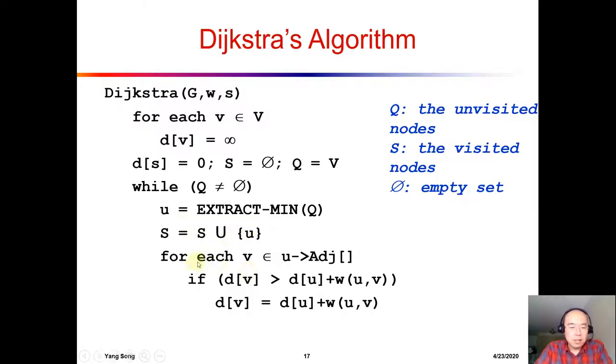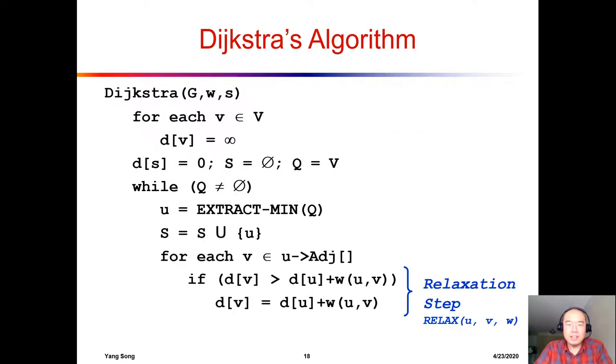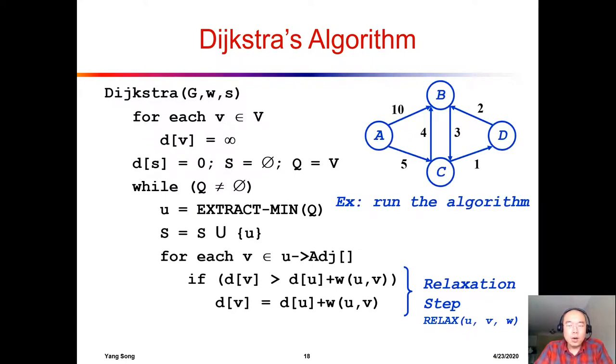And then for each of the V that I can access from the U, I'm doing this part. And what is this code? That is a relaxation, right? So I'm relaxing U, V, and W. Okay, so that's Dijkstra's algorithm, and that still looks confusing. I know that, and let's try this on a real example.